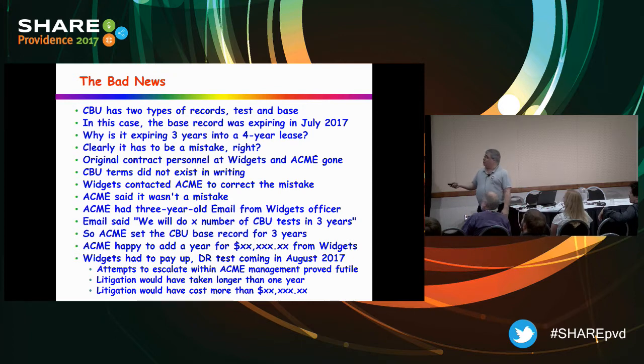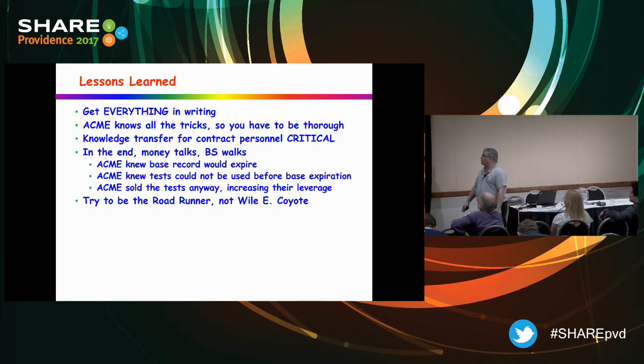And then Acme was more than happy to add another year for a 5-figure stick-em-up fee. Okay? I'm glad you're laughing because Widgets is still not laughing about this. They had to pay up because there's a DR test coming next week. And basically, attempts to escalate within Acme management proved futile. Figured somebody sooner or later high up enough in Acme management was going to say, hey, this is wrong, we've got to fix this. But no, that didn't happen. Litigation would have taken longer than 1 year, and it would have cost more than the 5-figure stick-em-up. So they paid up.